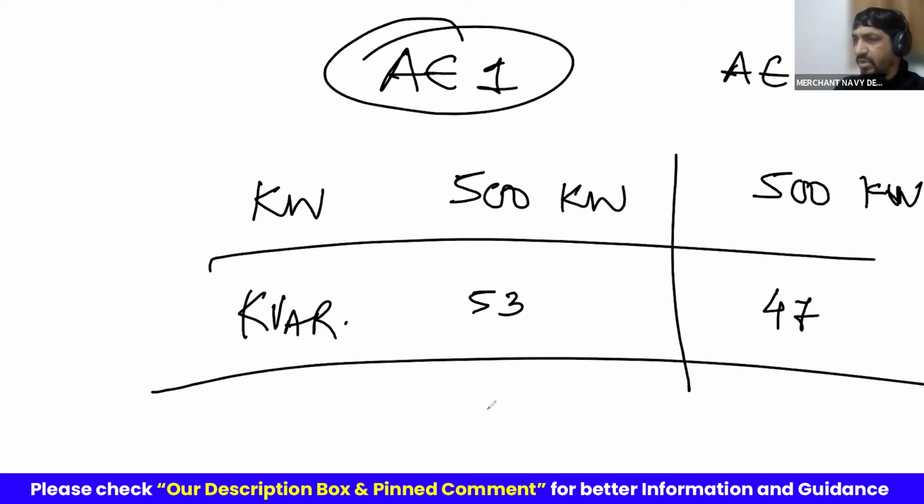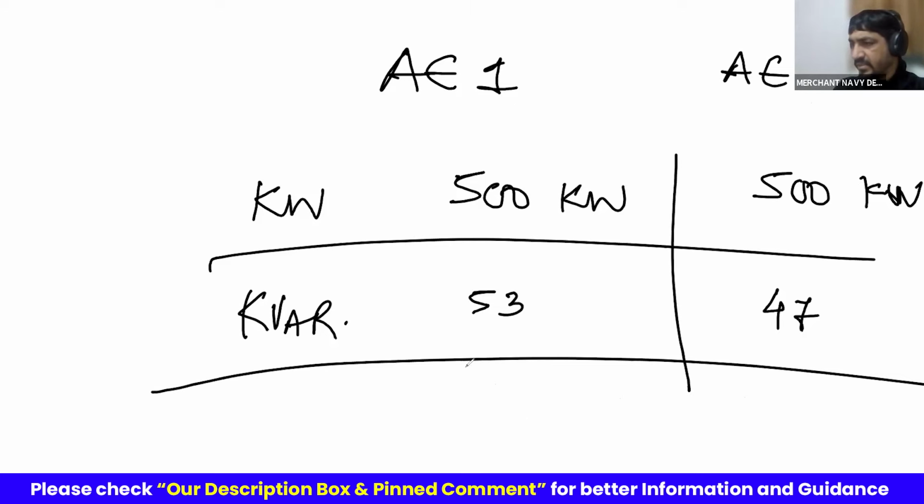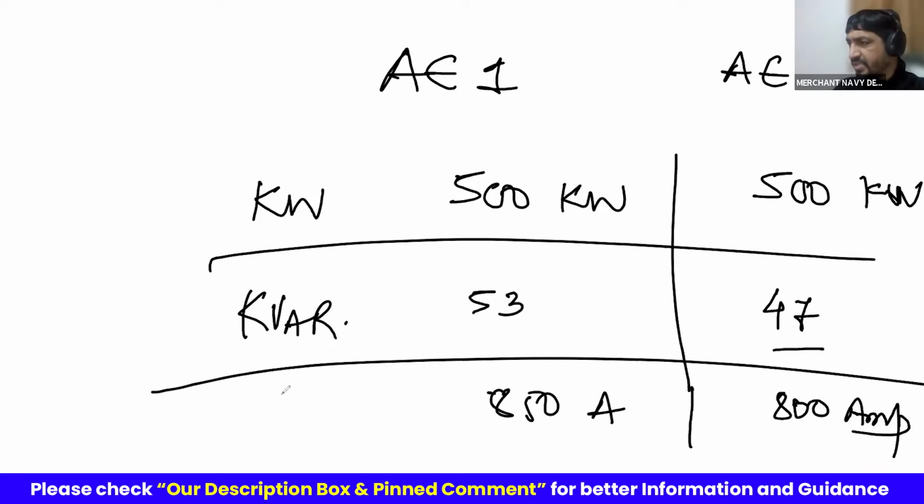I can imagine the situation that AE1 will have more current, which, let's say, you will experience 850 amps here, and here you may experience 800 amps. You can calculate it yourself, by the way. This could be the situation.